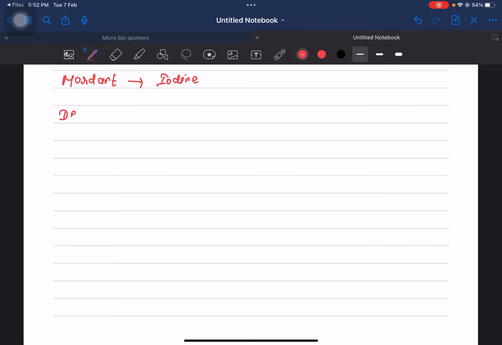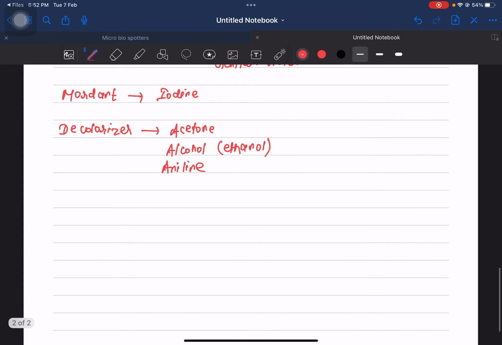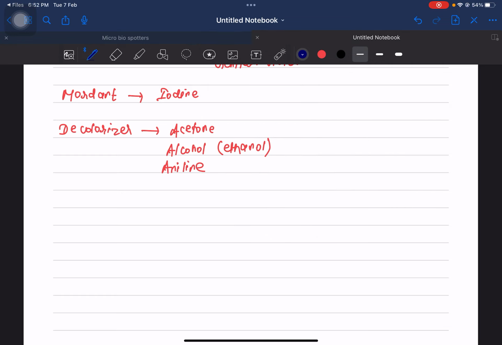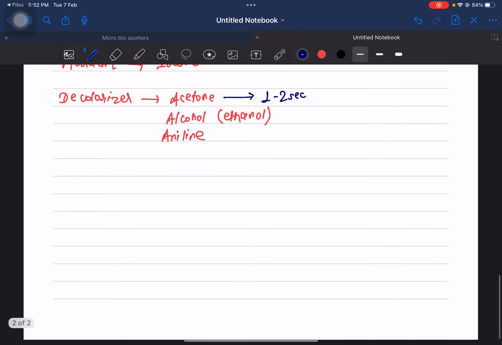Similarly, what is the decolorizer used? It's acetone. Similarly, alcohol can also be used, like ethanol, as well as aniline. But you must know the holding time. The acetone is kept for just 1 to 2 seconds and washed right away, whereas the alcohol can be kept for 20 to 30 seconds.